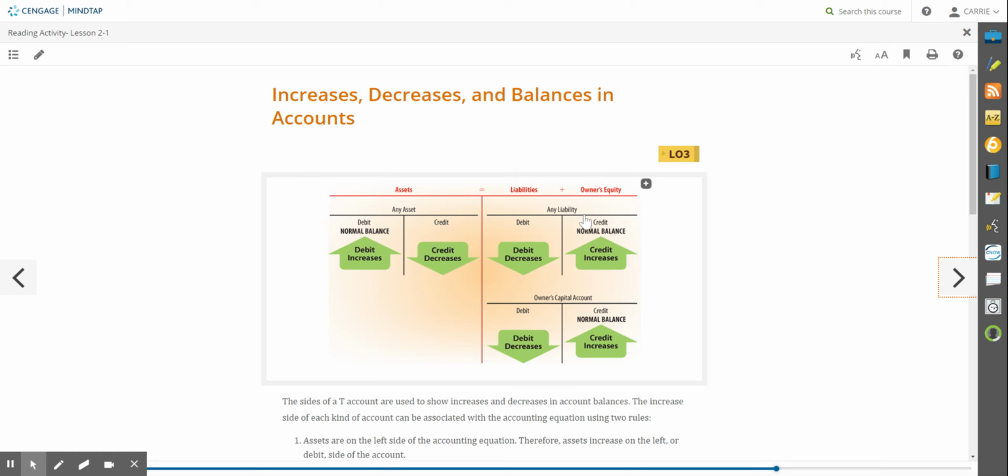Okay, any liability account. The liability account we have right now is accounts payable. We increase on the credit side and we decrease on the debit side. And of course, that means our normal balance is a credit. And then our owner's capital account, which is going to be like John Smith, Capital, we increase on the credit side, we decrease on the debit side, and our credit side is our normal balance side.